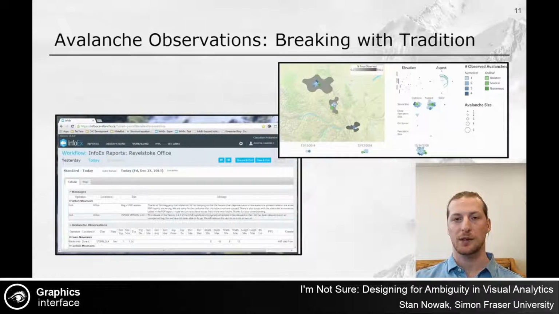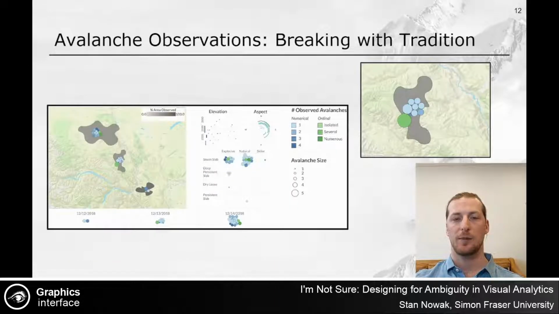When designing these visualizations, we chose to break with tradition. We chose a packed bubble chart glyph design embedded in a variety of spatial and visualization contexts. Individual circles correspond to individual avalanche observations, and their visual properties correspond to attributes of the avalanches, such as avalanche size, the number of avalanches observed, and the types of avalanches.